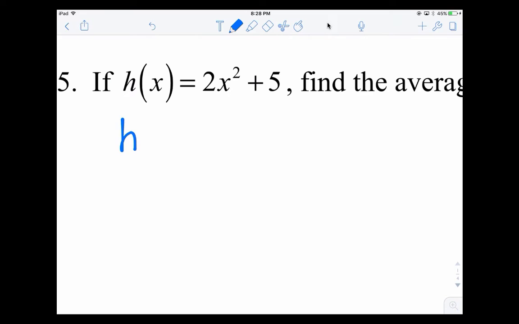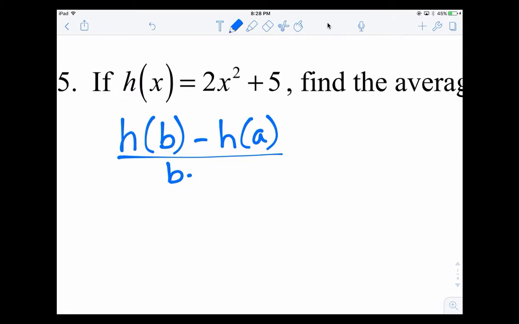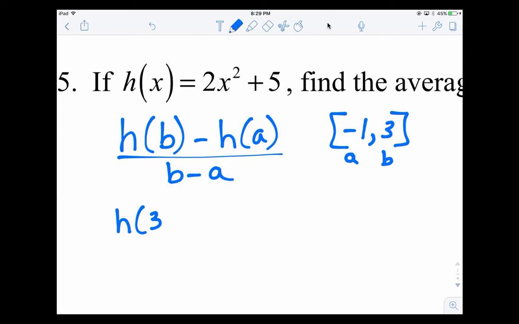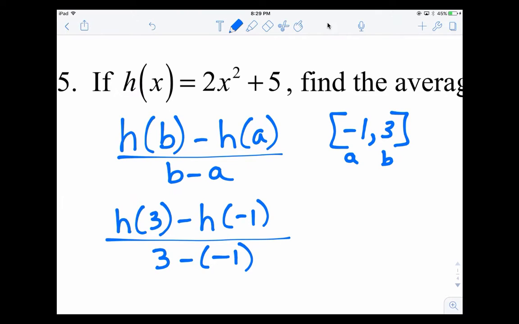All right, so your formula here would be the change in the y values over the change in the x values. And if that's my interval, I'm going to let a be negative 1 and b be positive 3. Okay, so I have h of 3 minus h of negative 1 divided by 3 minus negative 1.